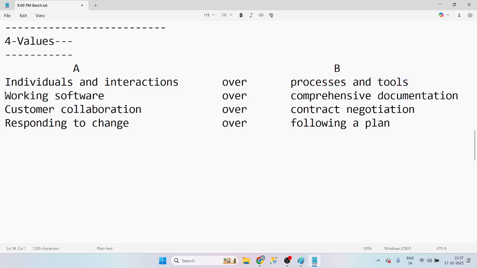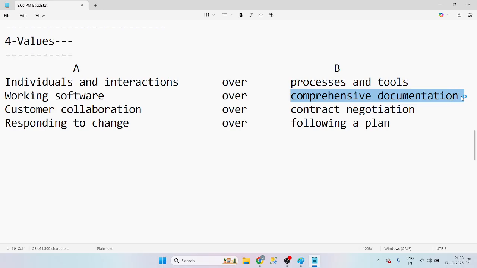Yes. Coming to the second one, working software over comprehensive documentation. Now, A over B, in the sense that for working software we are giving 51 percent and comprehensive documentation 49 percent. What does it mean, Manoj? It means that we are giving more priority to the working software than documentation.